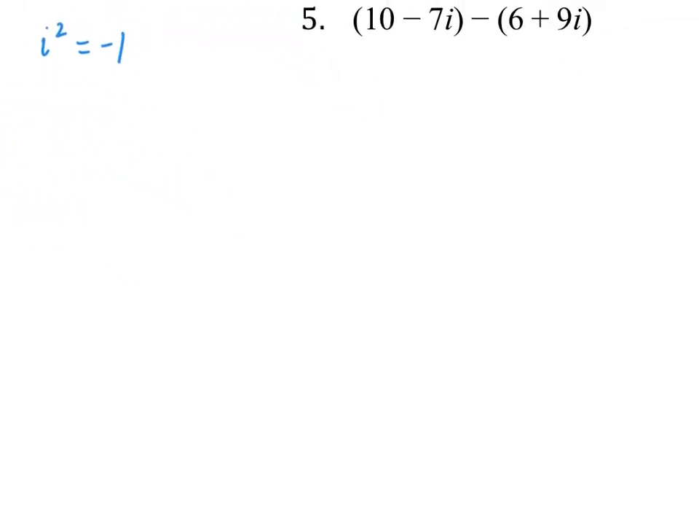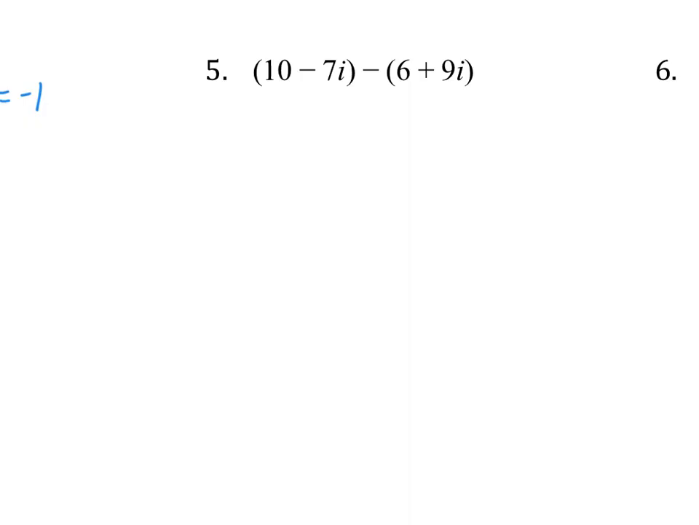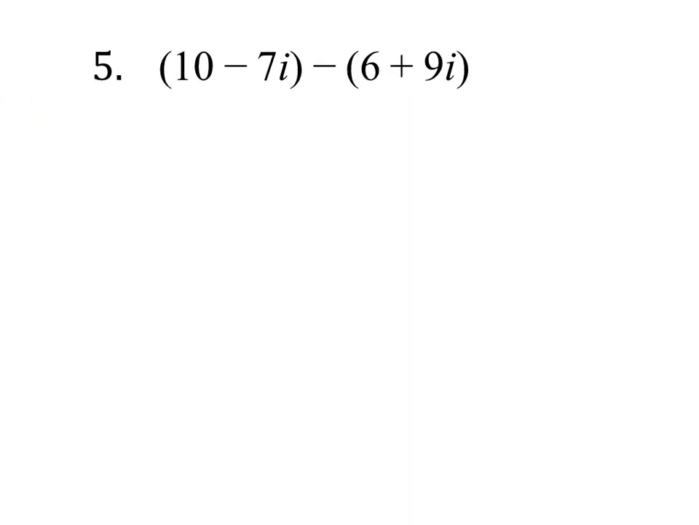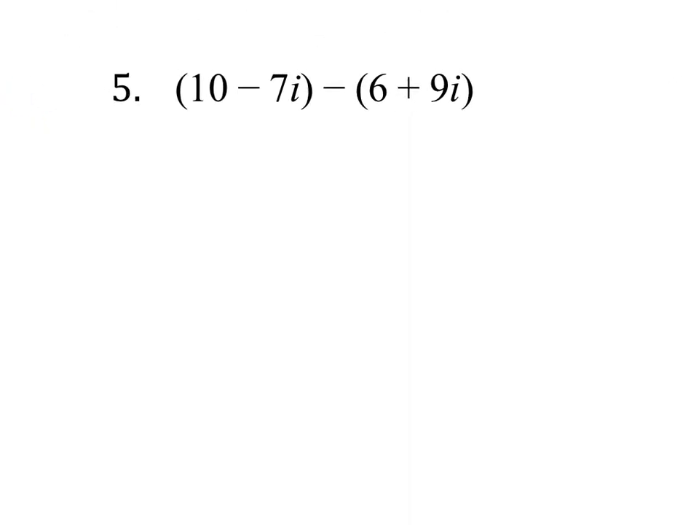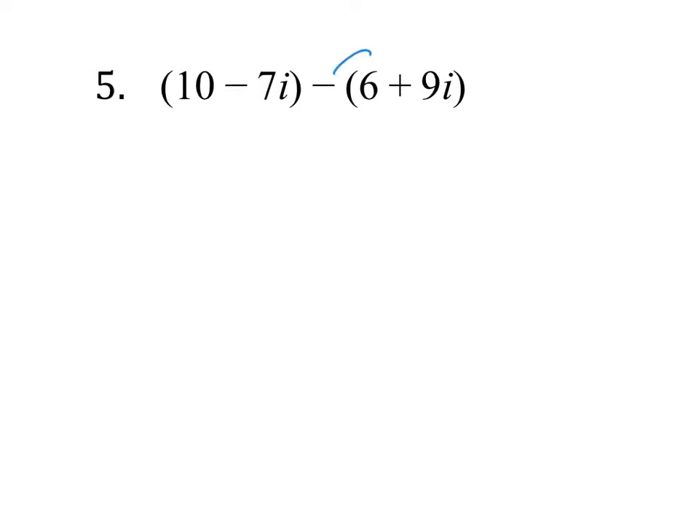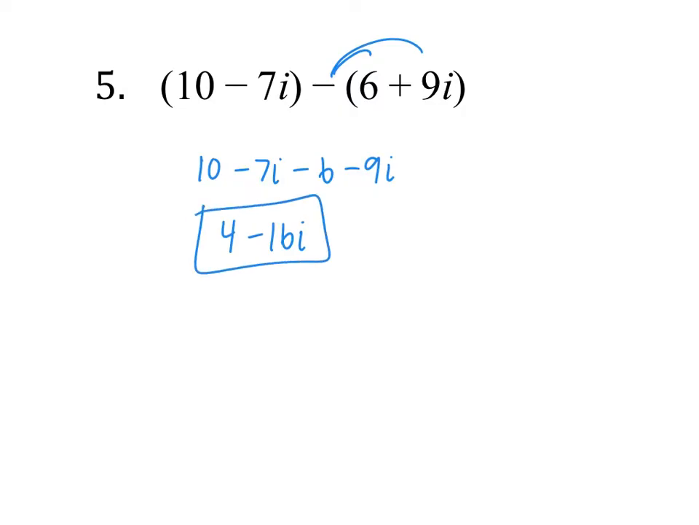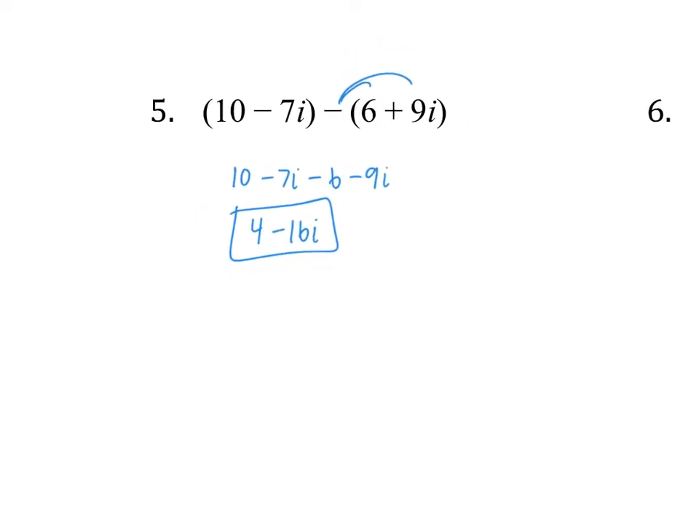All right. Now, when I add and subtract complex numbers, I am just going to add the parts that are alike, just like we normally would do. So I would distribute that. So I'd have 10 minus 7i minus 6 minus 9i. So I would have 10 minus 6, which would be 4, and negative 7i minus 9i, which would be negative 16i. Done like that. Very, very simple and straightforward.